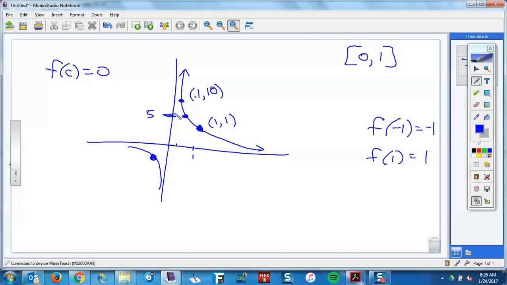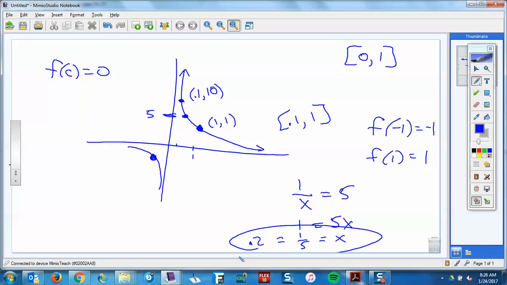What would you do? 1 over x equals 5. You just solve it. 1 over x equals 5, so 1 equals 5x. x equals 1/5, which is 0.2. And sure enough, that's in between 0.1 and 1. So we just found an x value between 0.1 and 1. And that works, showed it. Okay.